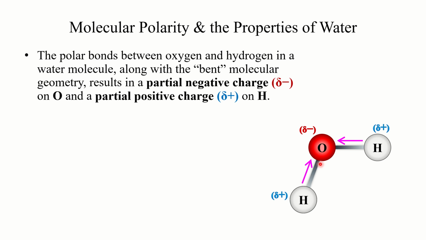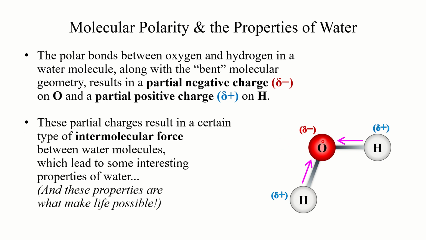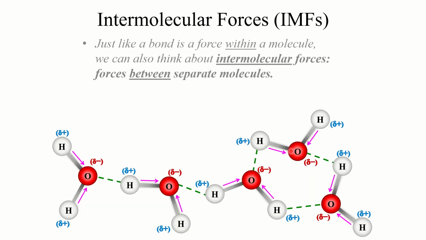And so we get this dipole moment that occurs where we have this partial negative charge represented by that Greek letter delta on the oxygen atom, and these two partial positive charges on the hydrogen atoms, right? We've got that bent molecular geometry, those partial charges, because these bonds are polar. These bonds are polar because of the difference in electronegativity between oxygen, a very electronegative atom, and hydrogen, a weakly electronegative atom. Now, these partial charges can result in a certain type of intermolecular force that is going to be between water molecules, and this can lead to some pretty interesting properties of water.